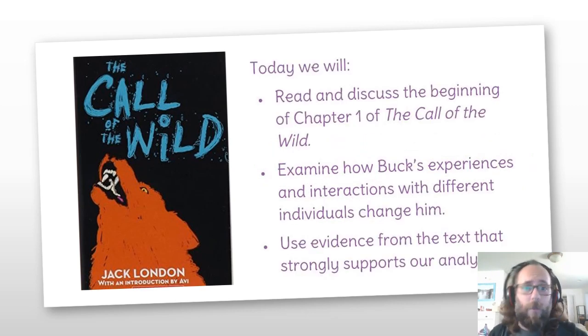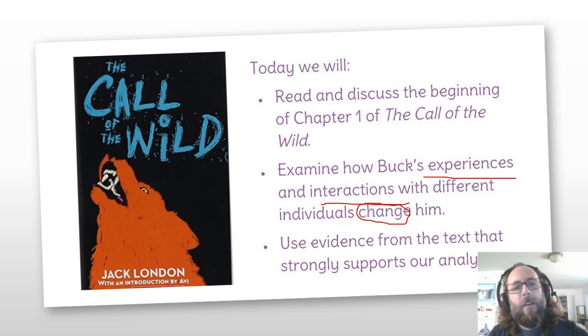So today, we're going to read and discuss the beginning of chapter 1 of the Call of the Wild. We're going to examine how Buck's experiences and his interactions with different individuals change him. Okay, so we're going to see him changing a little bit. And this is part of the rising action where we start to see a character in the exposition start to change a little bit. We go, there's something happening with this character. Finally, we're going to use evidence from the text that strongly supports our analysis. Okay, so it's fine to have an opinion, as long as your opinion is backed up by evidence from the text, you're good to go.